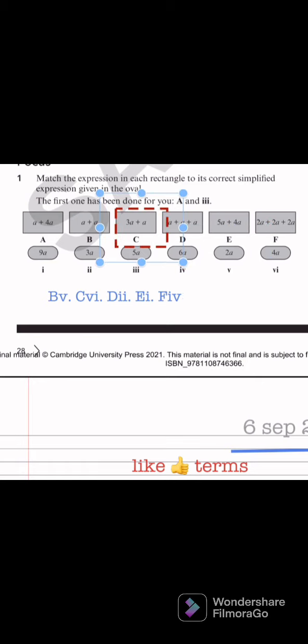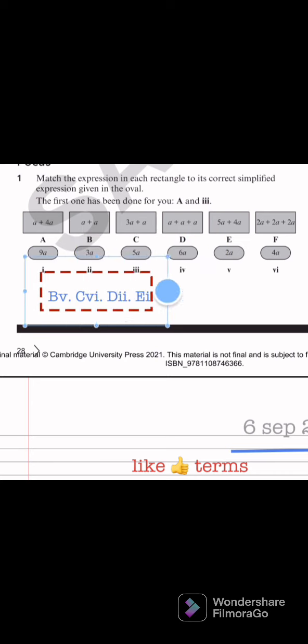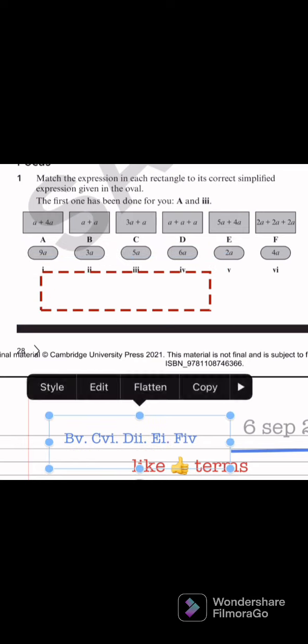And 3a plus a will be 4a. A plus a plus a equal to 3a. 5a plus 4a equal to 9a. 2a plus 2a plus 2a equal to 6a. So the answers are B, C, B, I, D, I, I, E, I, F, I, B. Kindly write this in your copybook.